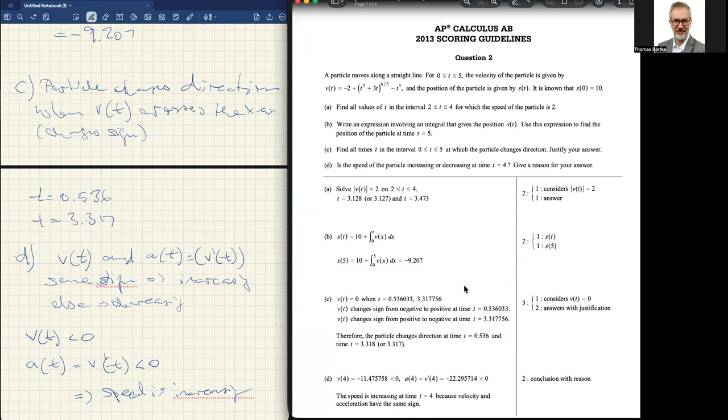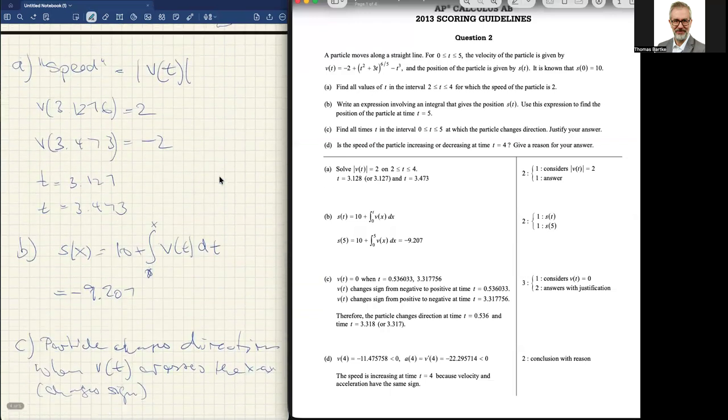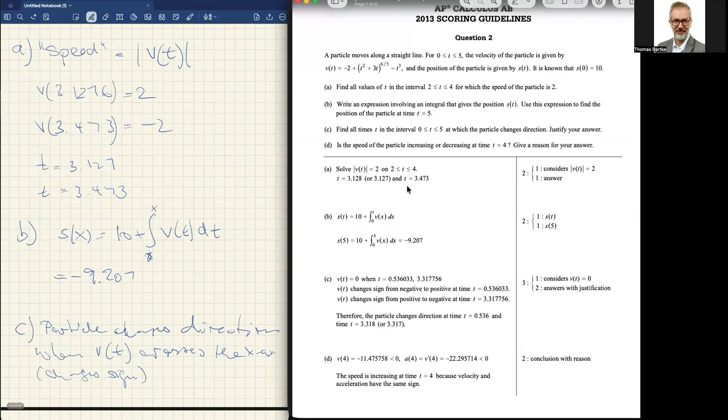Let's see if we did everything right. So we have here, considers absolute value of v of t, that gives you 1 point, equals 2. And then the answer is at these 2 spots for t, 3.127 and 3.473. So our answer was correct. And then S of t is the starting location plus the integral from 0 to t. Switching the variables around doesn't make a difference. They just have to be different variables in the accumulation function and inside of the integral.